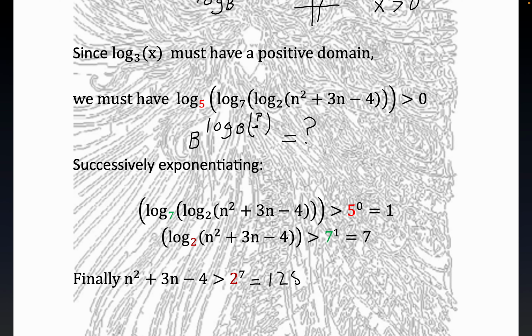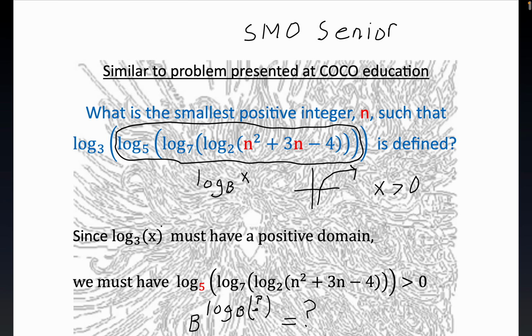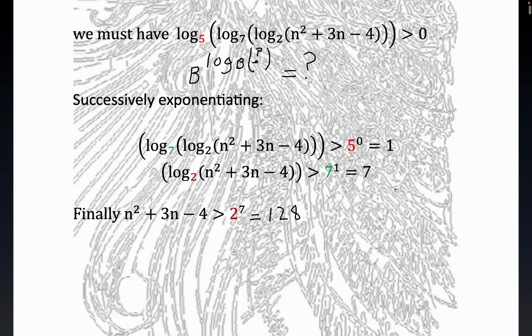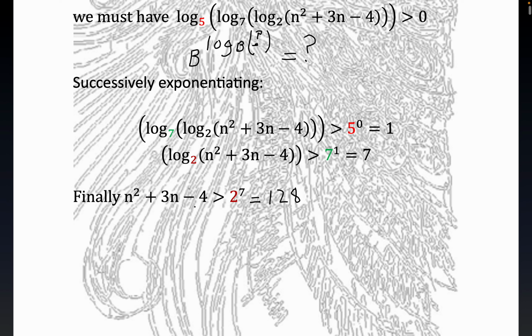So we see that, and let's not forget what we're doing. We're trying to find the smallest positive integer such that this expression is defined. Not a real number, just a positive integer. So what we would get here is a quadratic that you could solve, but it would be a real number with irrational solutions. We're looking for the first integer that satisfies this condition.